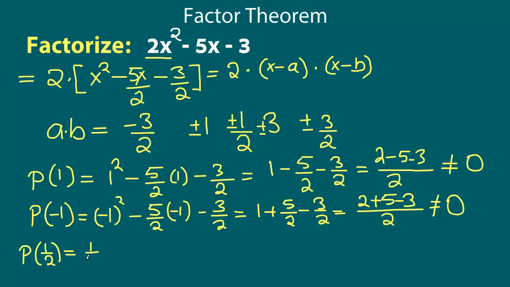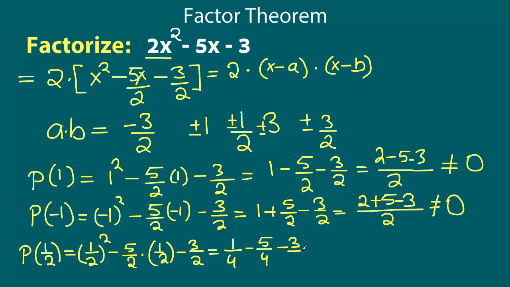So it will be 1 by 2 whole square, which is x squared, minus 5 by 2 times 1 by 2, minus 3 by 2. So 1 by 2 times 1 by 2 is 1 by 4. Minus, this will be 5 by 4 minus 3 by 2. Now here 4 will be the LCM. So we will have 1 minus 5 minus 6. So this will be, again, this is not equal to 0, right? This is not equal to 0. All right, let's keep going.